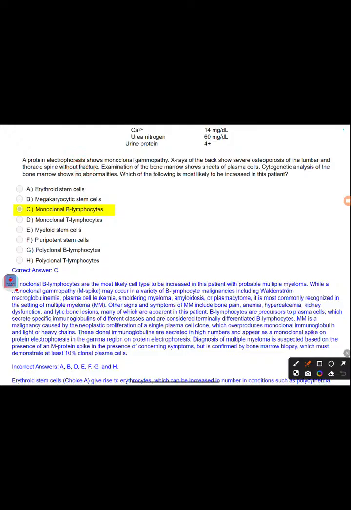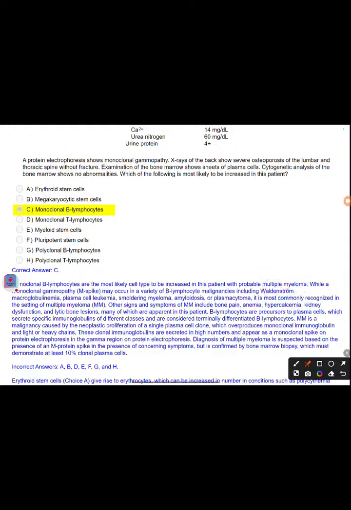Okay, examination of the bone marrow shows sheets of plasma cells. Cytogenetic analysis of the bone marrow shows no markers. Which of the following is most likely to be increased in this patient? So, monoclonal B lymphocytes are the most likely cell type to be increased in this patient with probable multiple myeloma, because plasma cells are increased.